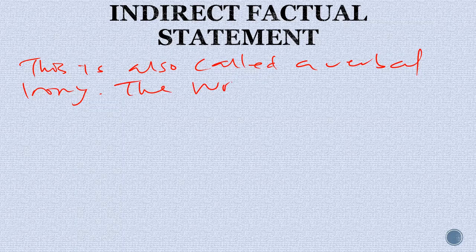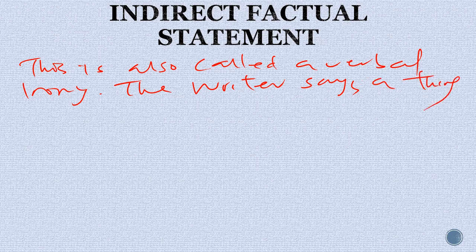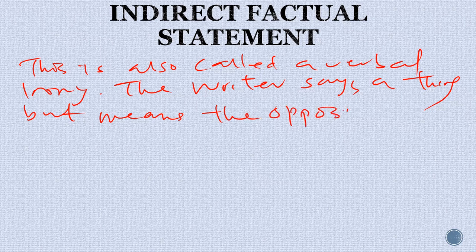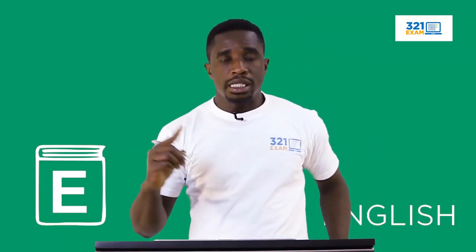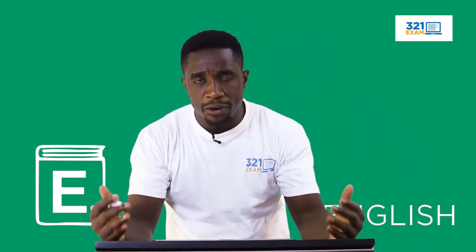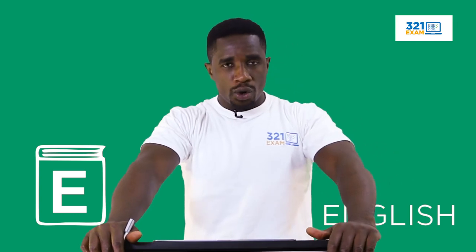So the writer says a thing but means the opposite of what he has said. Now, this is called the indirect factual statement. Now, let me give you a practical example before we look at even the JAMB past question. You will discover that sometimes a mother will call a child and ask the child, okay, Obi or Ada, please go and get me a bottle of oil across the road.